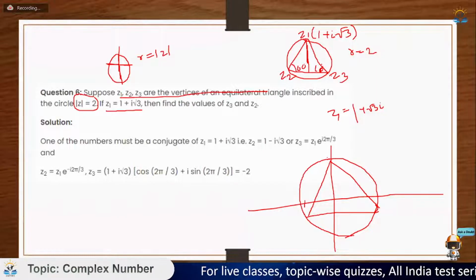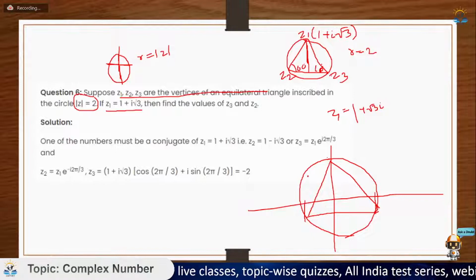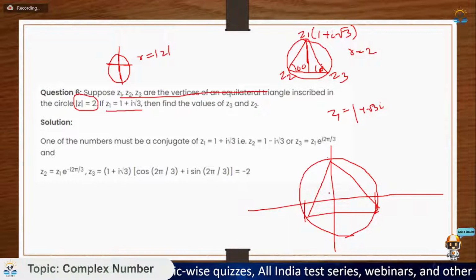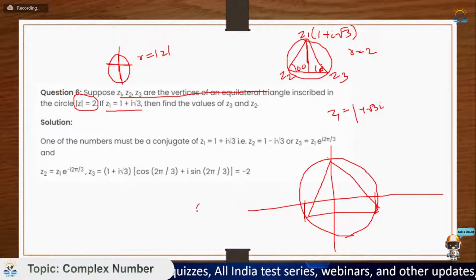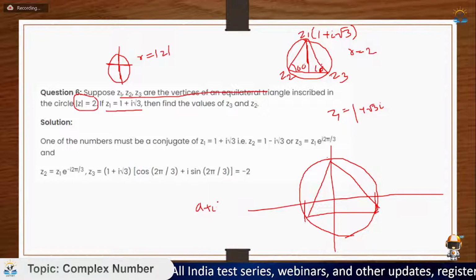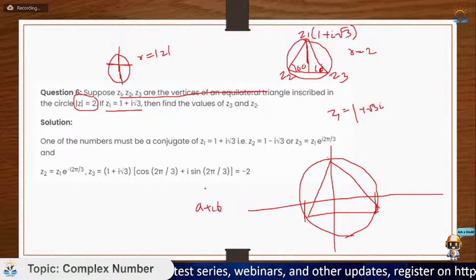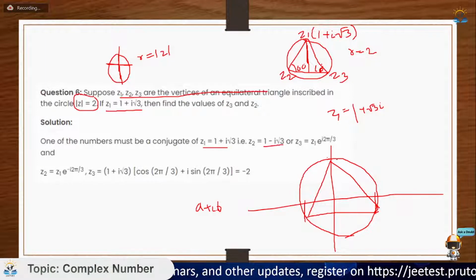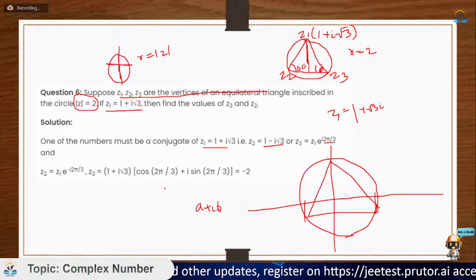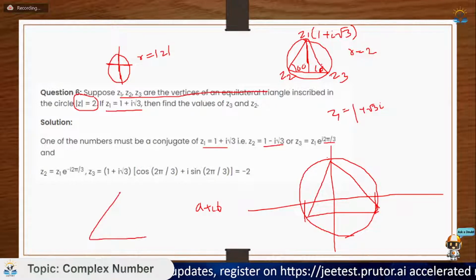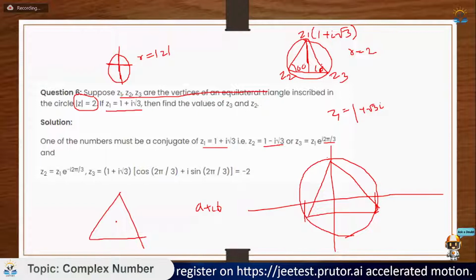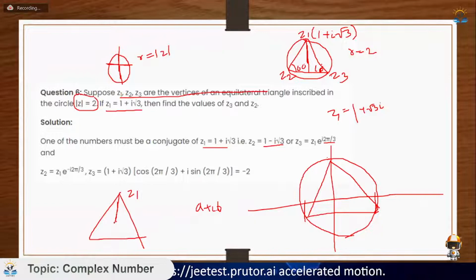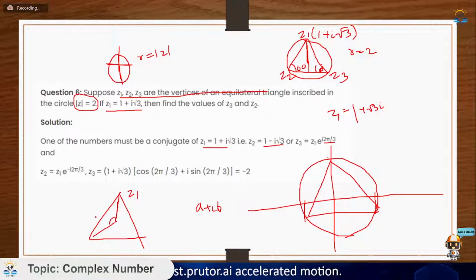So basically this point and this point are nothing but complex conjugates of each other. That is, if one is a plus iota b, the second is a minus iota b, because it is drawn something like that only. So if one is 1 plus iota root 3, the second would be 1 minus iota root 3, and the third I will get by multiplying by 2 pi by 3. Basically, in a triangle whose center is at 0, 0, this thing is z1, and I know that this angle is 120 degrees.